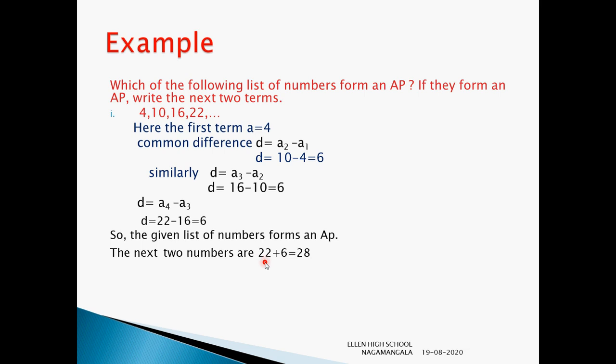They are given last term 22. After that we have to add the common difference. So we are getting 28. Next, taking 28 as the fifth term, plus common difference, 28 plus 6 equals 34. After 22, 28 is the fifth term, 34 is the sixth term. We are finding these two terms. The next two terms are 28 and 34.